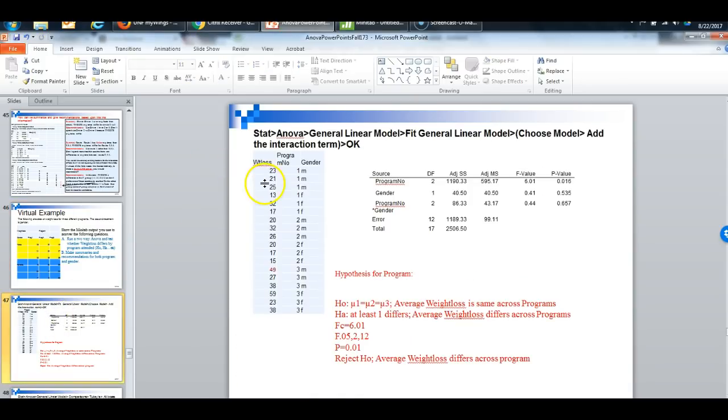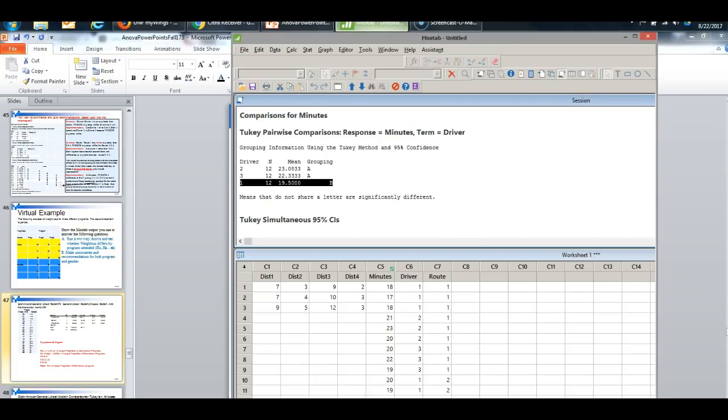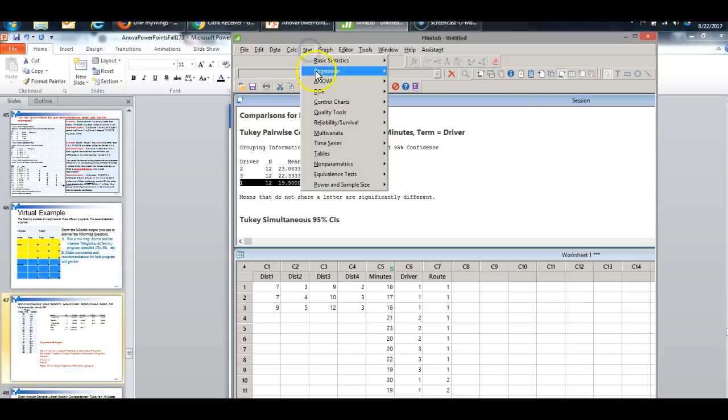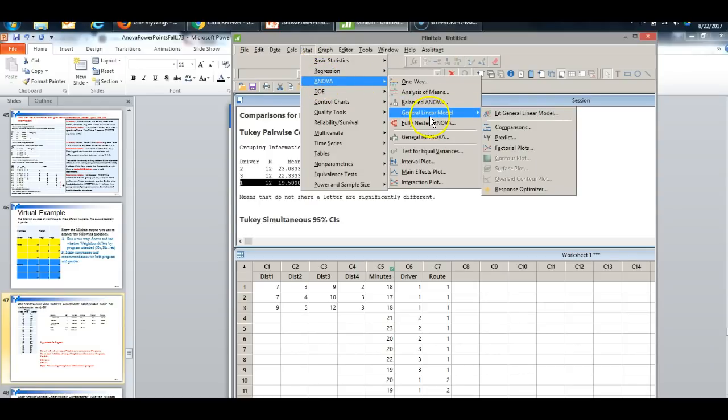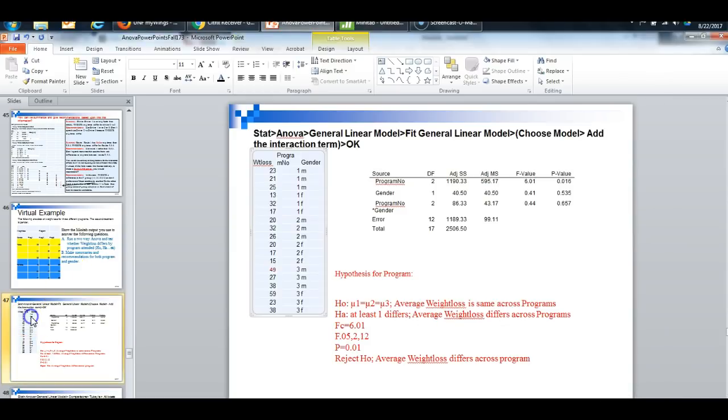So we're going to put these data into Minitab, not regression, Two-Way ANOVA, and we'll go Stat, ANOVA, General Linear Model, Fit General Linear Model, and we would put these data into there. And we get information on program number, gender, and then the interaction.